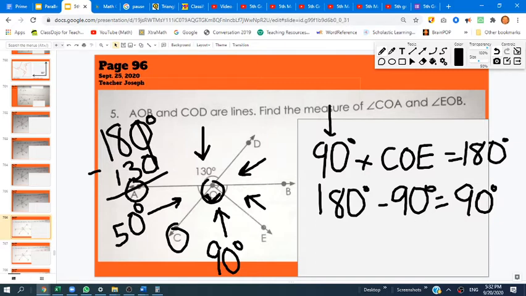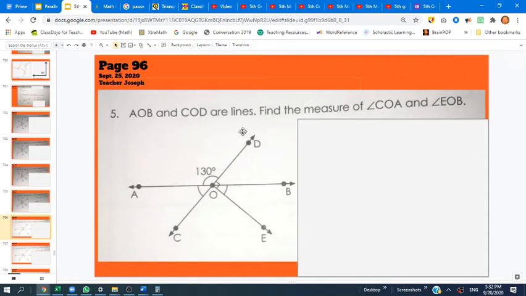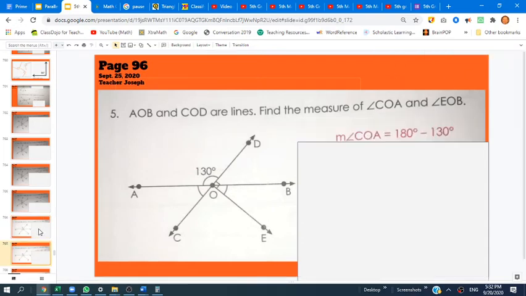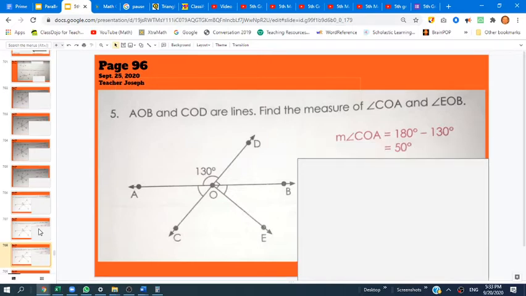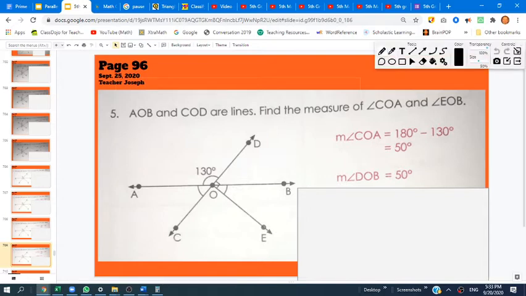Okay, let's just recap. What we're going to do is recap, just show you step by step how to do these problems. Okay, so if we look back, we know that COA is 180 minus 130. That's going to give us 50. DOB is also an internally opposite angle, so it's also going to be 50 degrees. So this angle and this angle are both going to be the same. This one and this one are both 50 degrees. Okay?